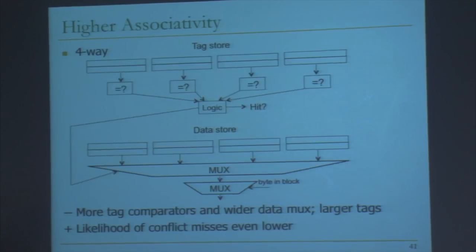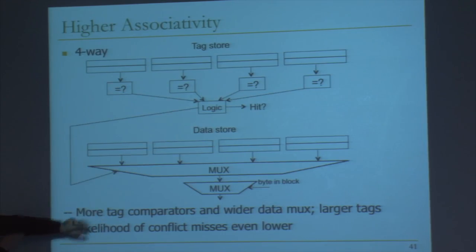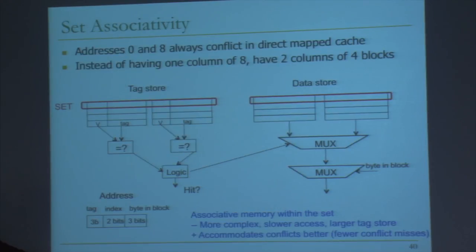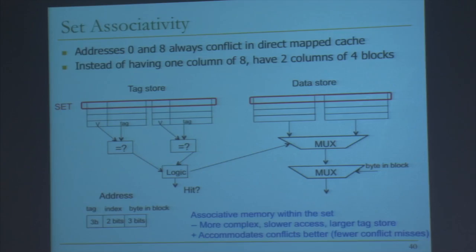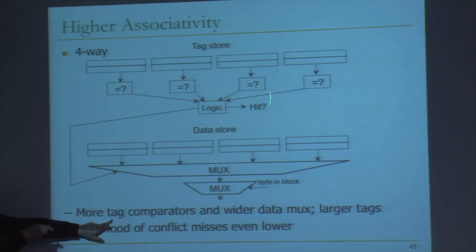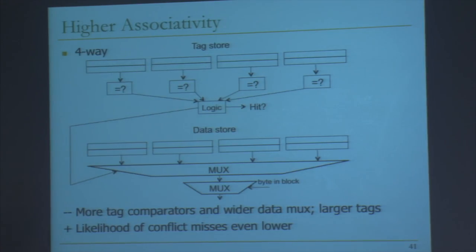Even larger tags. I don't show the tags over here, but your tag bits become, in this case, 2 bits, right? Because your index bits is actually only 1 bit, 0 or 1. Is that true? I guess that's true, yes. OK. Well, no, your tag becomes 4 bits. That's right, I did the other way around. Your index bits is only 1 bit over here, 0 or 1. And then your tag bit increases by 1. So note that the data mux is also getting larger, right? Because you're accessing the data store in parallel with the tag store.